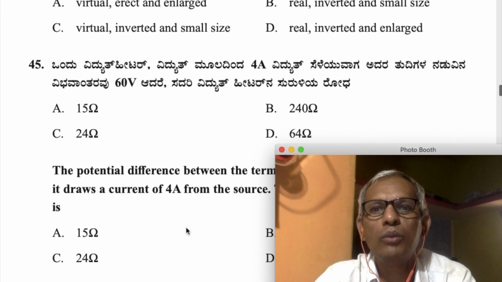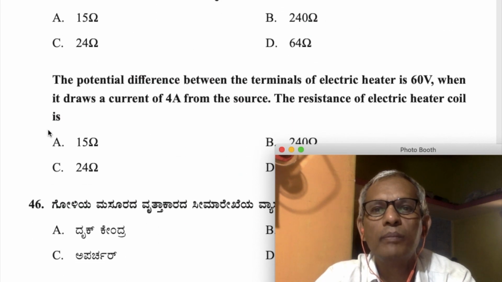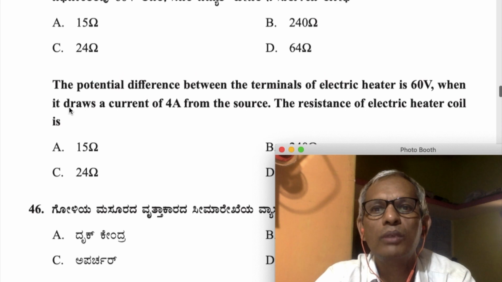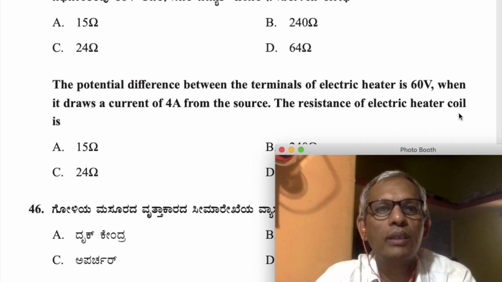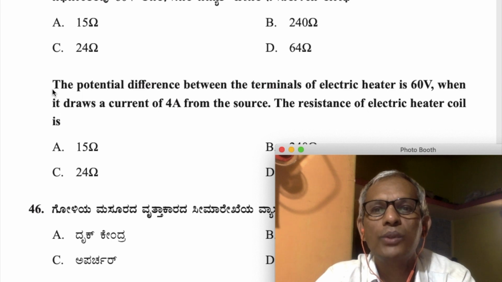Next question we will move on. Question number 45. The potential difference between the terminals of an electric heater is 60 volt. When it draws a current of 4 ampere from the source, the resistance of the electrical heater coil is. So once again we will understand the question.